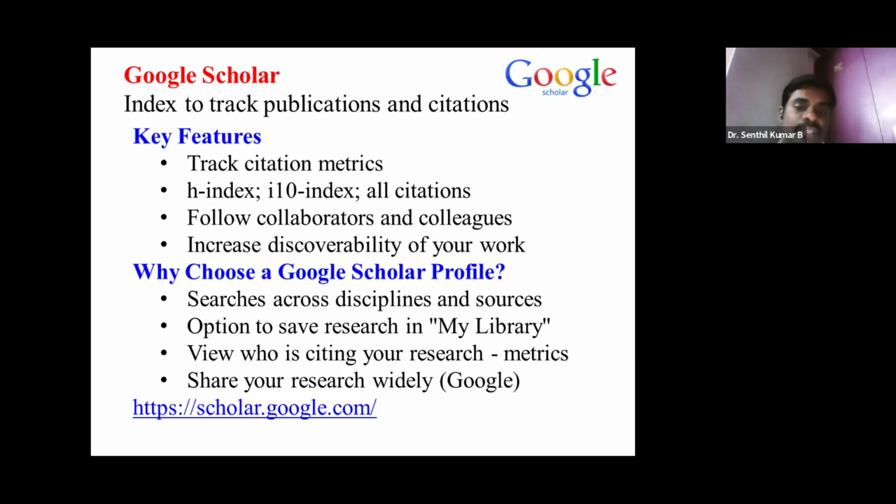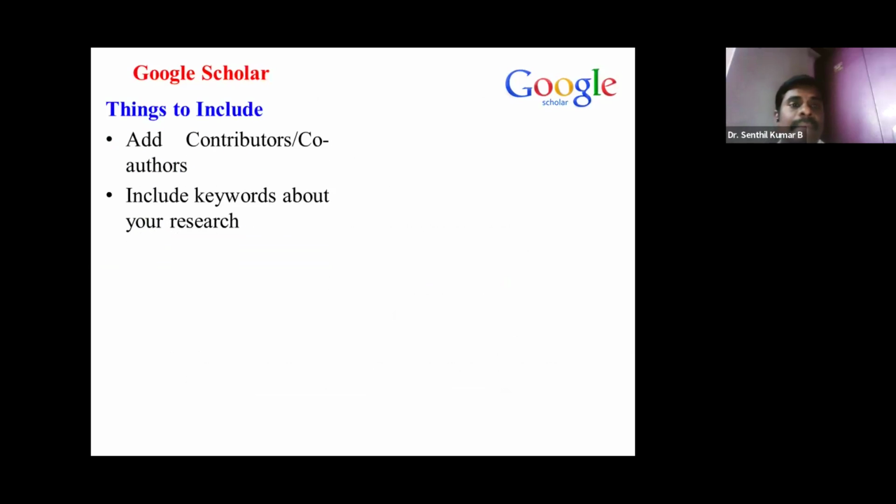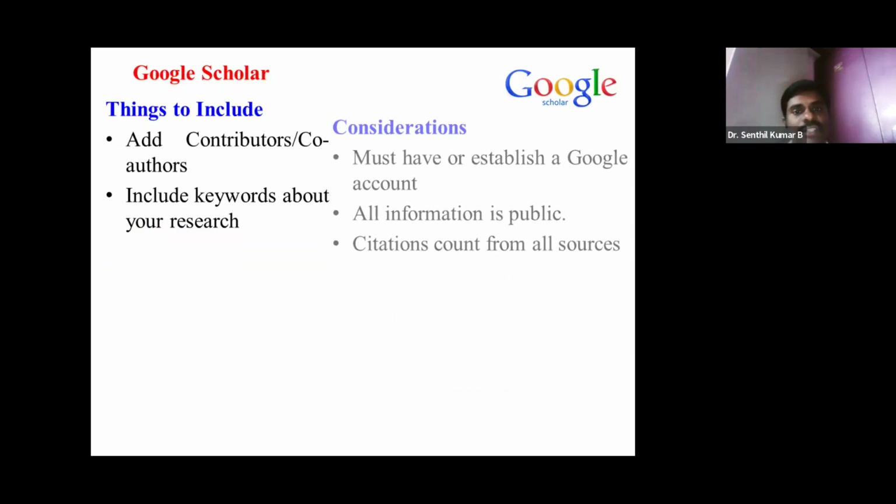And share your research widely. Since Google is a very big thing, you can share your research with a lot of people and get wider publicity for your research. Things to include: add contributors and co-authors. That is very important. In the previous profile, we just added the person who has published the papers, but here you have to add your co-authors and contributors also, and include keywords about your research.